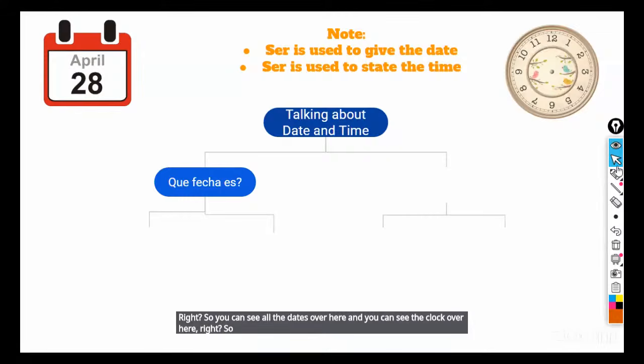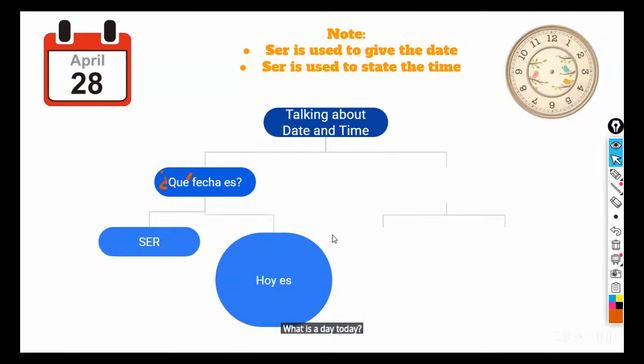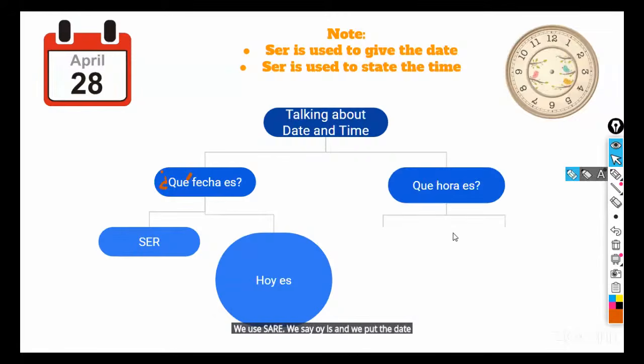So we might ask, ¿Qué fecha es? Which means, what is the date today? And we use ser. We say hoy es, and we put the date, right? ¿Qué hora es? What time is it?